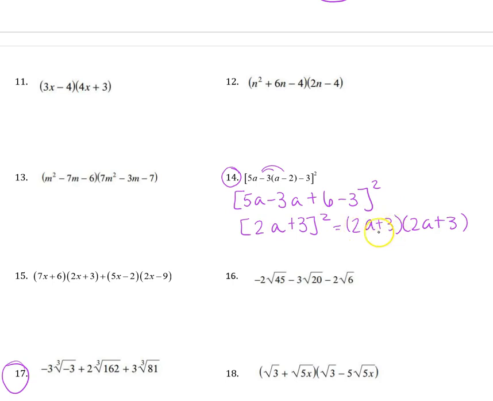So you're going to FOIL like you normally do. So I've got 2a and 2a. That gives me 4a squared. I've got 6a, I've got another 6a, and I've got a 9. So altogether, it is 4a squared plus 12a plus 9.